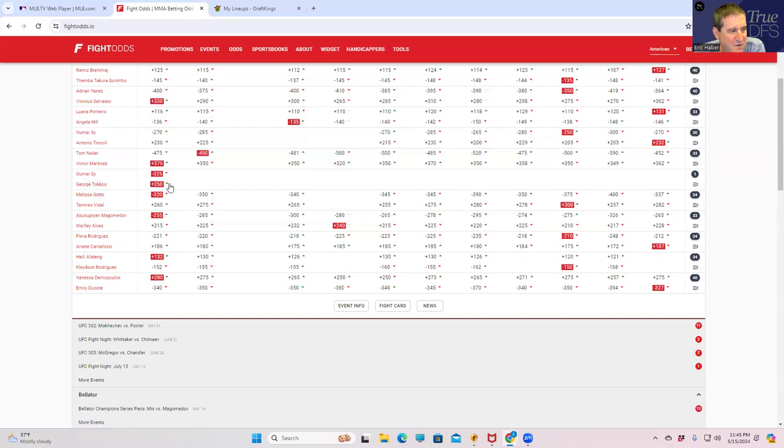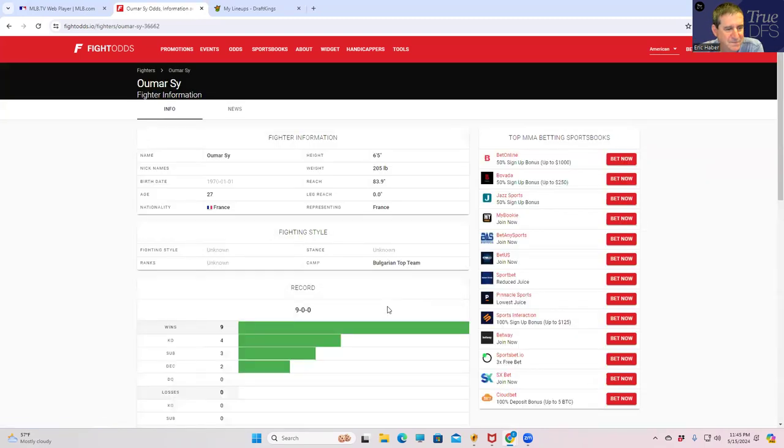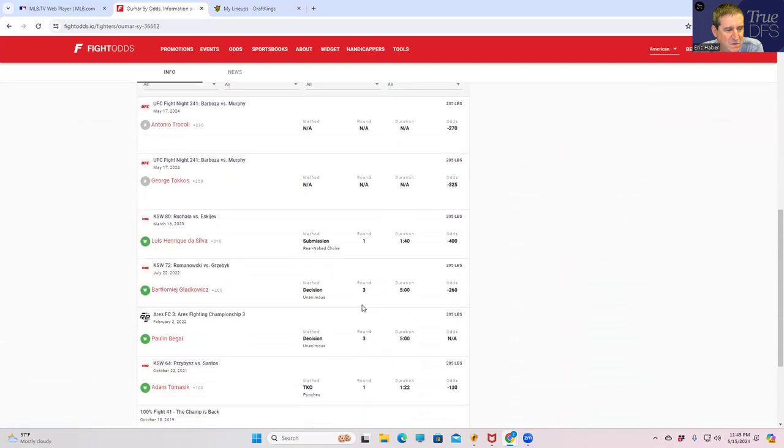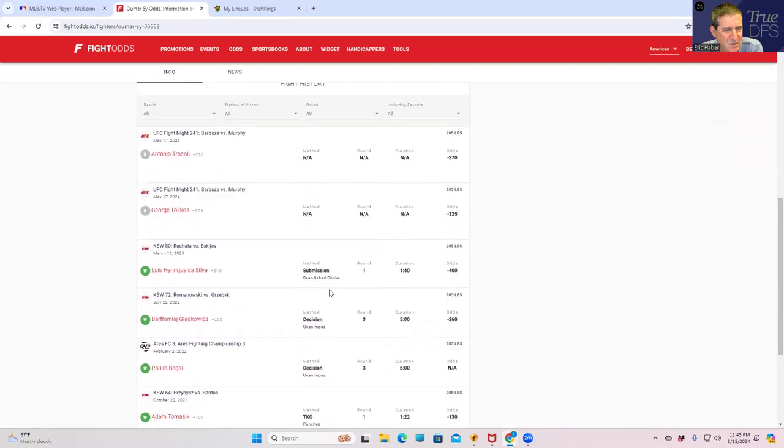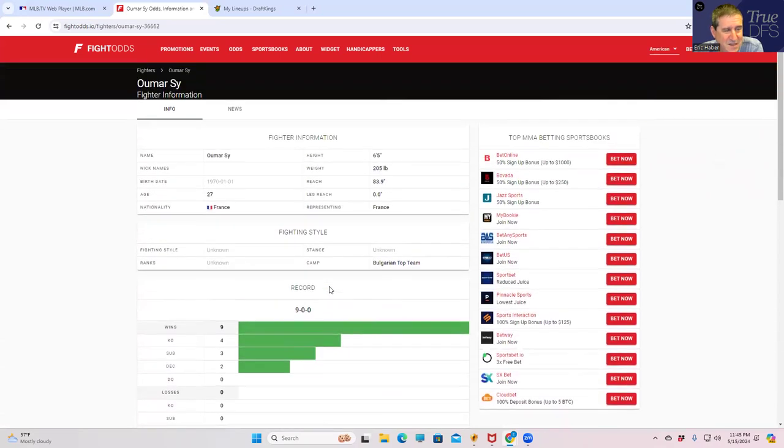All right, Umar Sai versus George Tokos, as I mentioned earlier. He's gonna be 9,100, and I'm just kind of guessing his inside the distance line here, because he is 9-0. I don't know. He's got a submission, a decision, two decisions. Maybe his inside the distance line is not that great, but I am hearing that he carries with him a great deal of grappling upside.